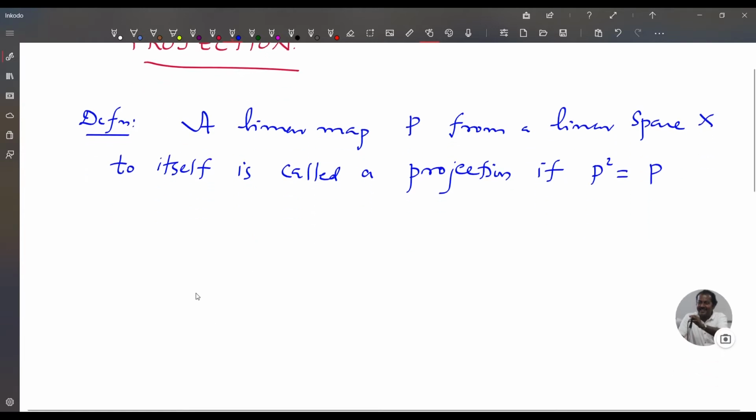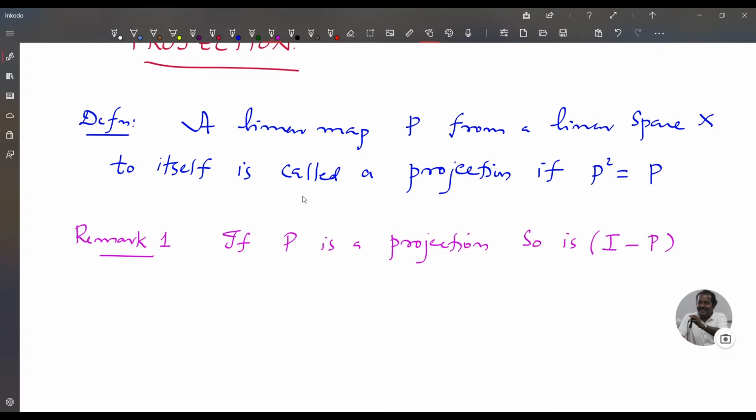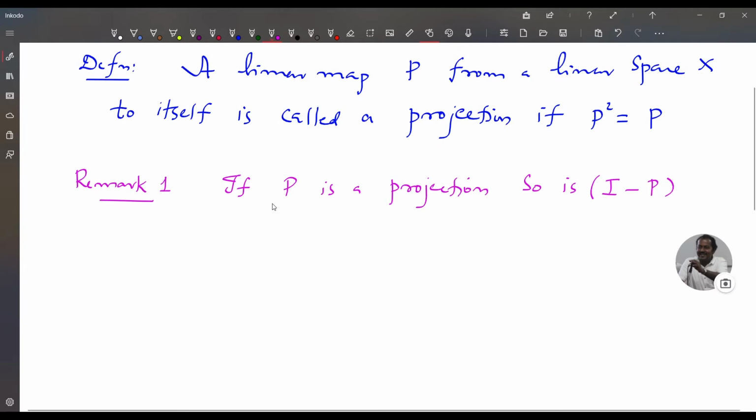Now we discuss some properties of projection. So we write it as a remark. Remark 1: If P is a projection, so is I minus P. So we can prove this. Proof.